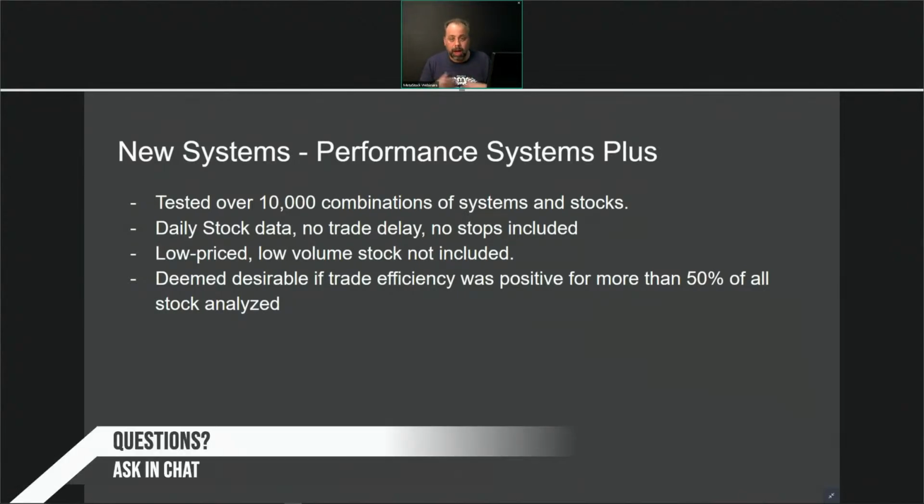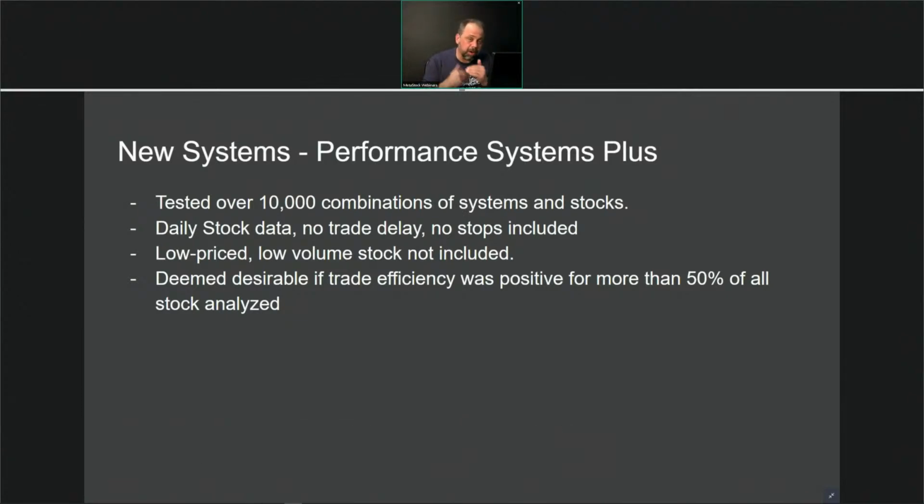Okay, so out of the 10,000 or so combinations of stocks and systems that he tested, he came up with 80 systems in MetaStock. 26 of those have always been included in MetaStock since he created them, I think in MetaStock 10 or 11, way back then.